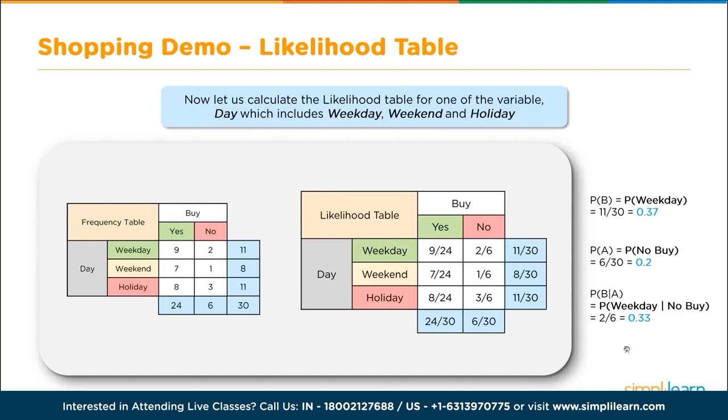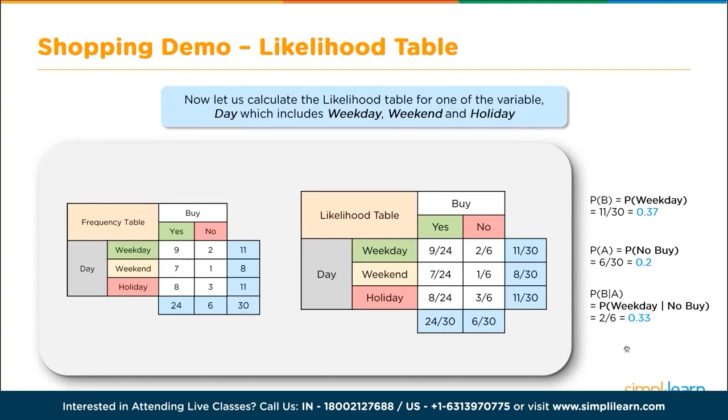And finally, we look at the probability of B given A. In this case, we're going to look at the probability of the weekday and not buying. 2 of the no buys were on the weekday, out of the 6 people who did not make purchases. So when we look at that, the probability of the weekday without a purchase is going to be 0.33 or 33%.